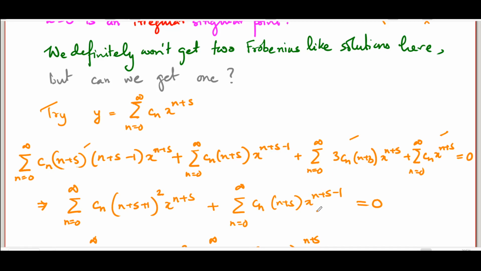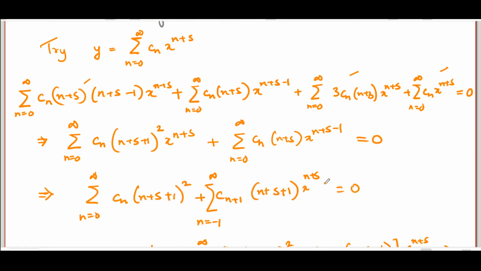That is, I need to raise the power here to n plus s. That is, increase n to n plus 1. And that's easily done. The first term is simply what you had. I had missed out the x to the n plus s here. The second term now proudly has an x to the n plus s. But the cn has become cn plus 1, the n plus s has become n plus s plus 1.